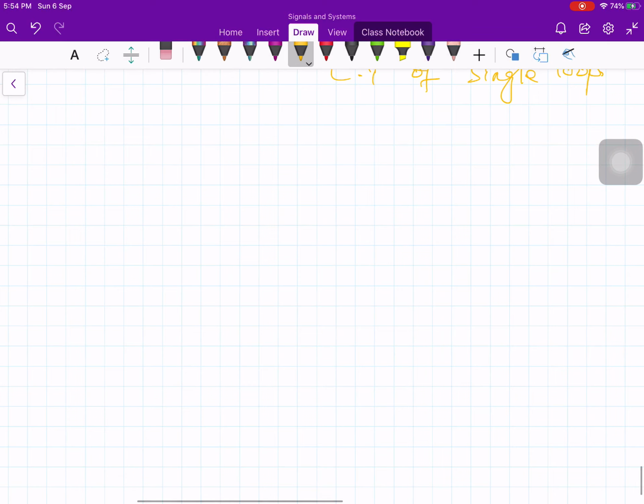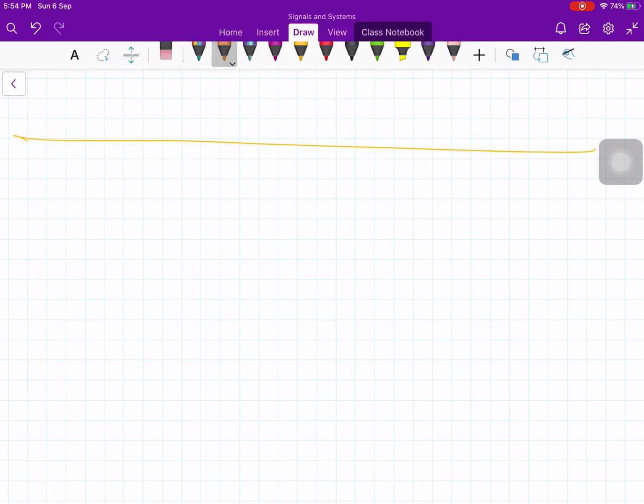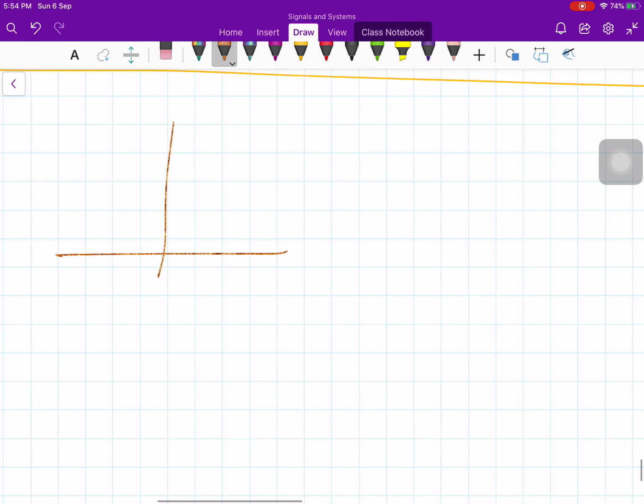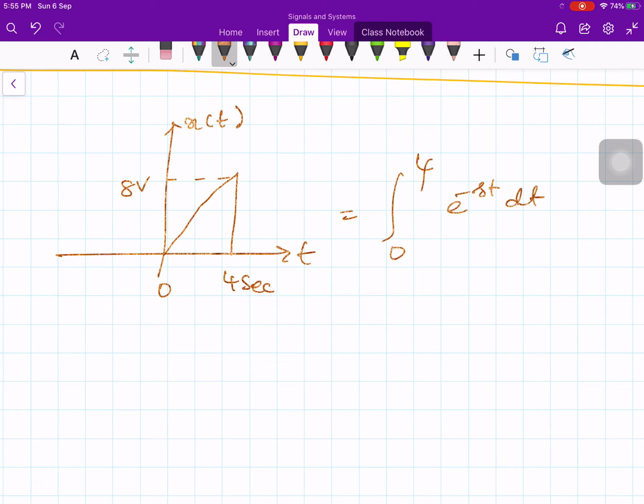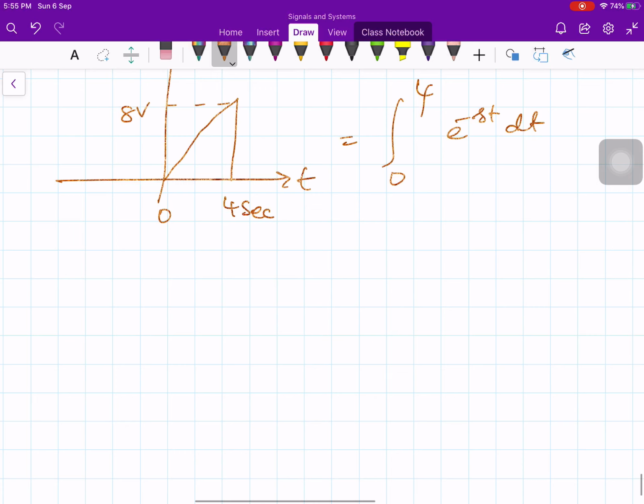So let me take one more example. This is a very beautiful example. Suppose I have a triangular pulse like this. The triangular pulse is 0 and extends to 4 seconds in time. It reaches a peak value of, let's say, 8 volts. This is my x of t. Now we would like to find the Laplace transform of this. How do you find it? By the traditional method, you can write down the mathematical equation and integrate from 0 to 4 of e to the minus st dt. You can find the Laplace transform. But instead of that, you can find it using Laplace transform properties and the known Laplace transforms of some known functions.